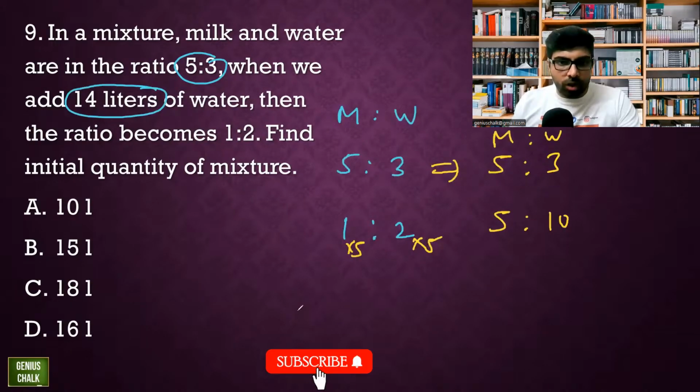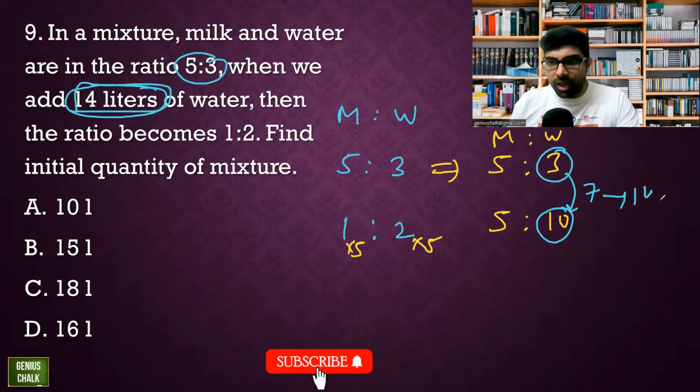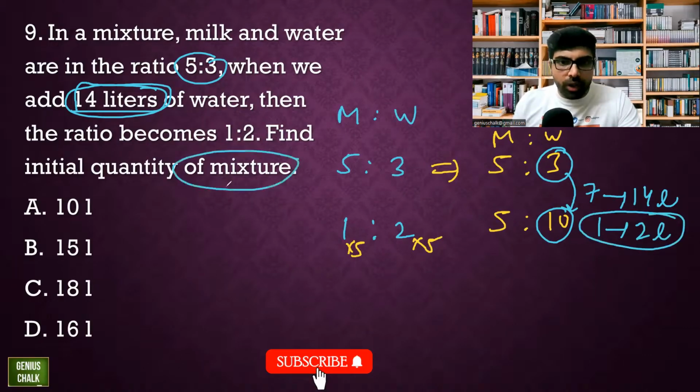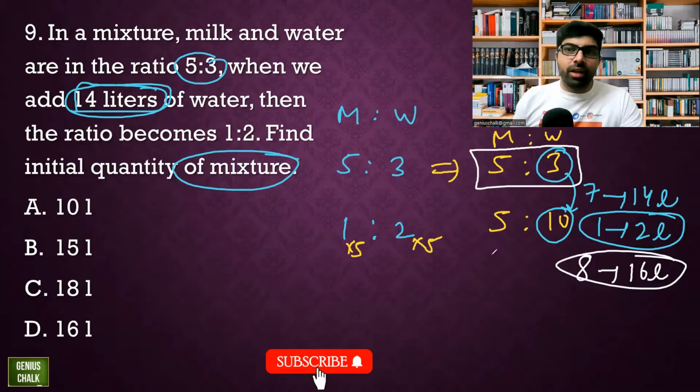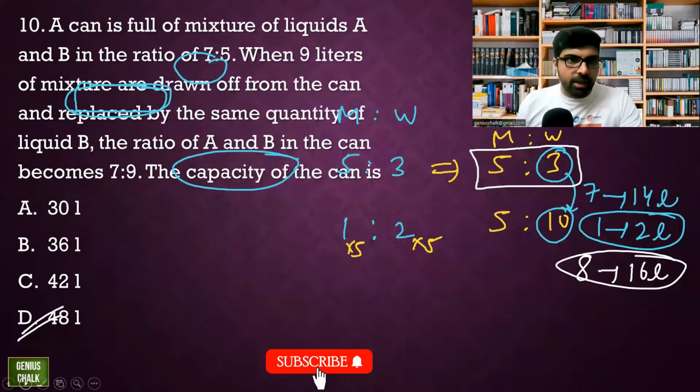Now how many units of water are we adding? From 3 to 10 it is 7 units. Okay, and here we are adding 14 liters. That means 7 units is actually equal to 14 liters. So 1 unit is equal to 2 liters. Now find the initial quantity of mixture. What is the mixture? Mixture is 5 plus 3, 8 units. So 8 units will be 16 liters. So 16 liters has to be the answer of this. So 16 is your 4th option, right?